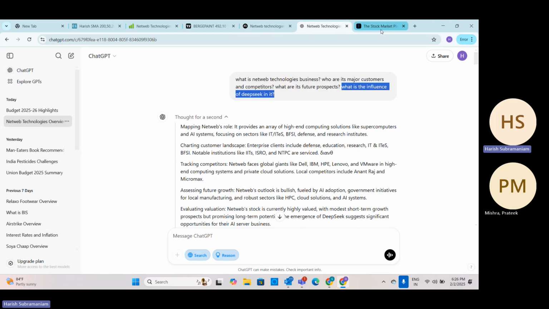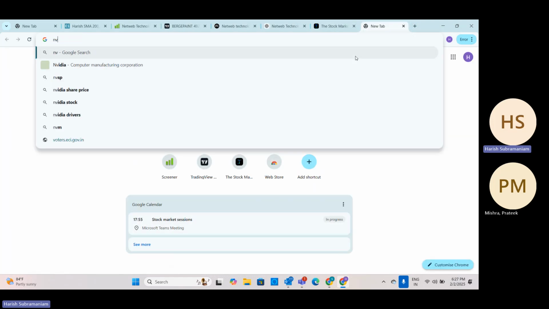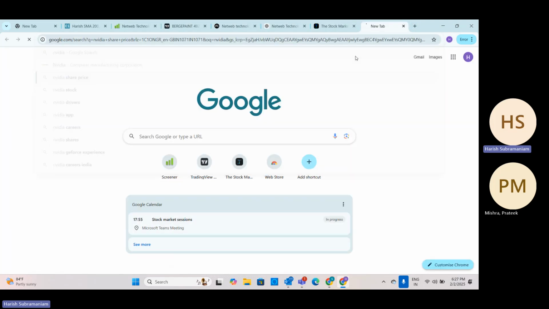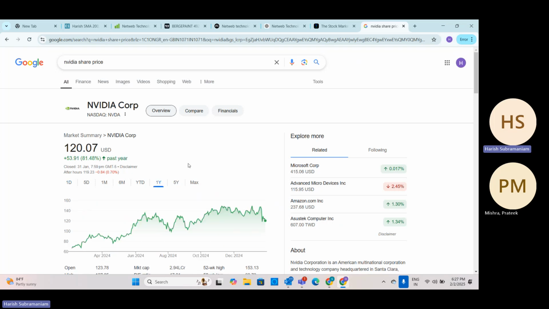So just like ChatGPT, there was one model from China called DeepSeek. This made its debut just a week back, and the main thing was DeepSeek was very, very cheap compared to ChatGPT. So ChatGPT cost about $100 million. DeepSeek cost about $6 million, or that's what they claim. We don't know the truth.